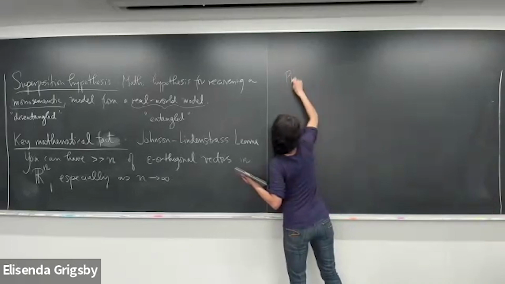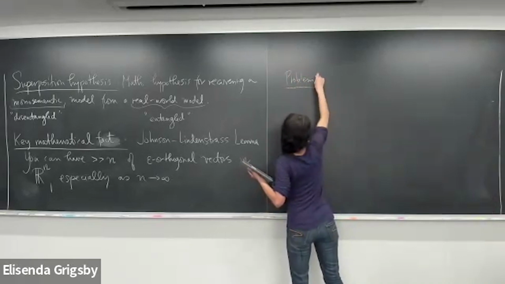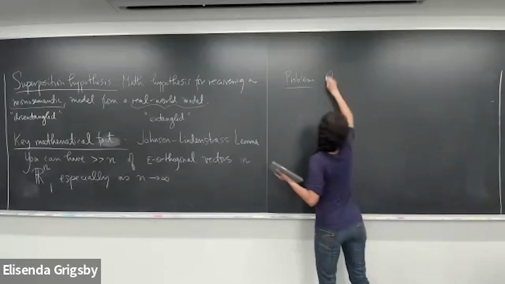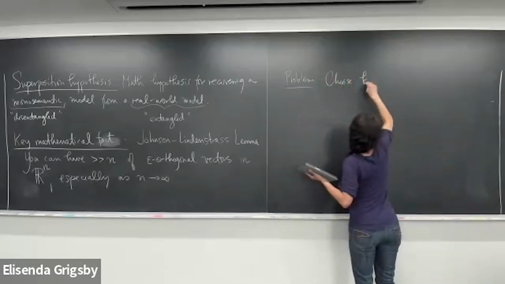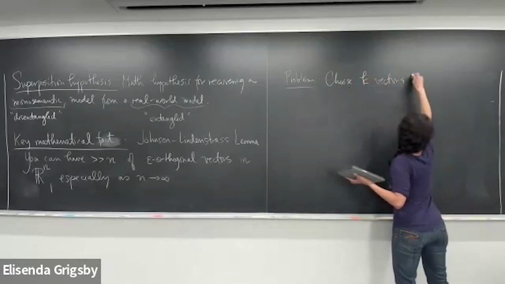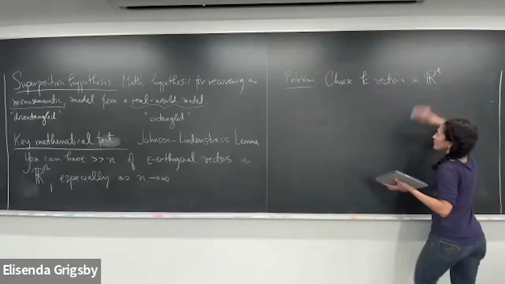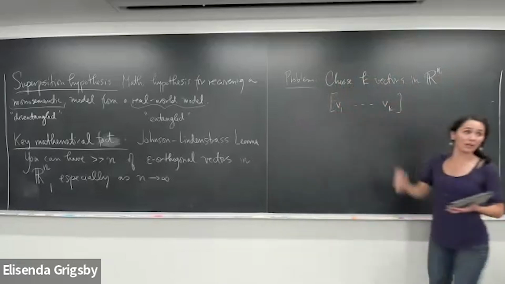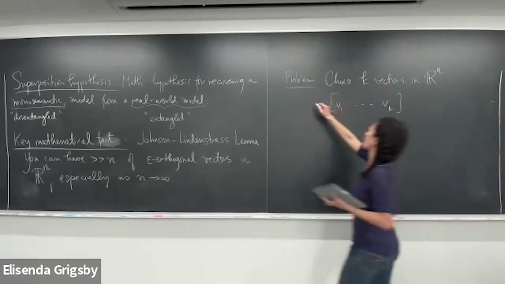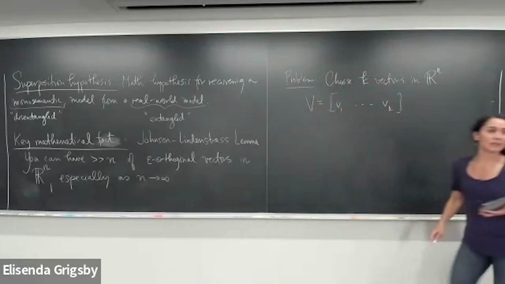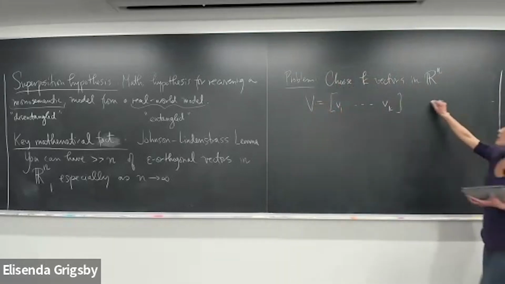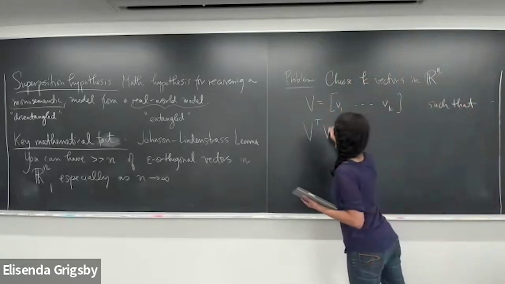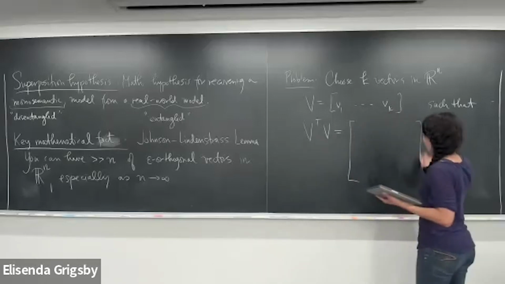So here's the problem, the general toy problem that this is trying to solve. Choose k vectors in R^n. Essentially, you're letting these k vectors be the columns of some matrix, let's call it V, such that V transpose V is pretty close to the identity matrix.